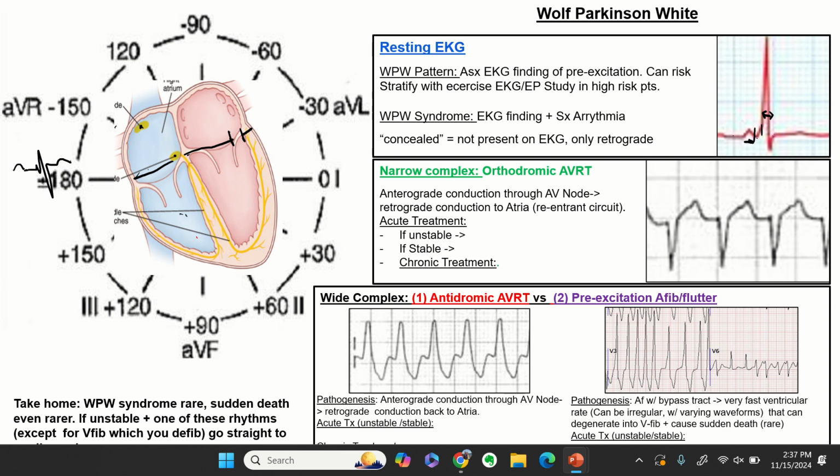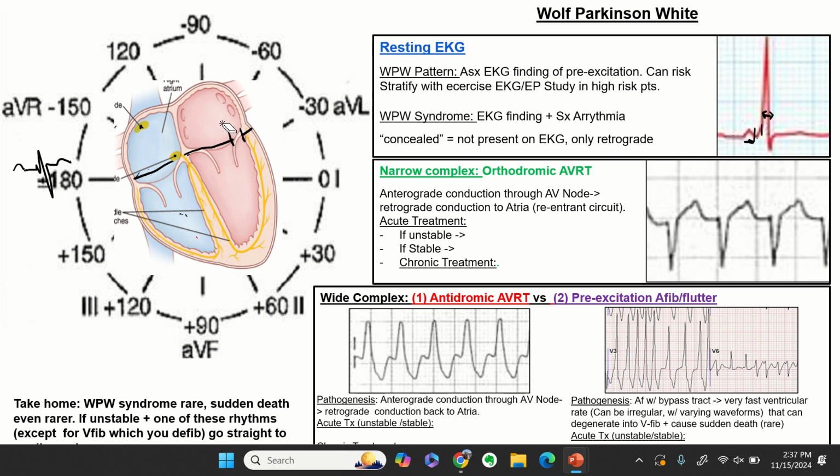Some patients also may have a concealed bypass tract, which means that it can only go retrograde and can't go anterograde. Because it can only go retrograde, it will never create the Wolff Parkinson White pattern on EKG because it's just really not able to go this way. So some people can have it concealed where you will not see it on an EKG, but they can still get retrograde conduction, and really these patients can only get orthodromic AVRT.